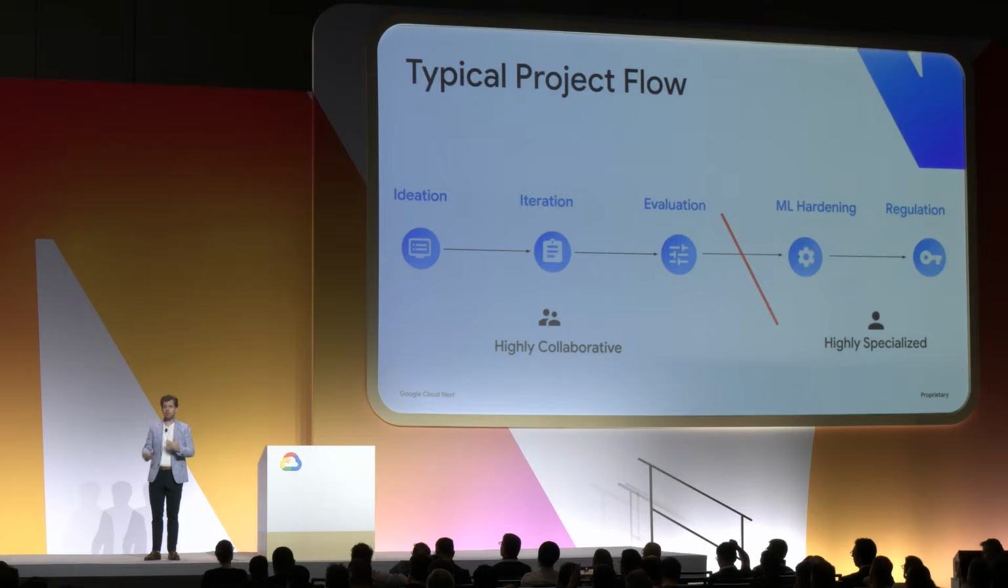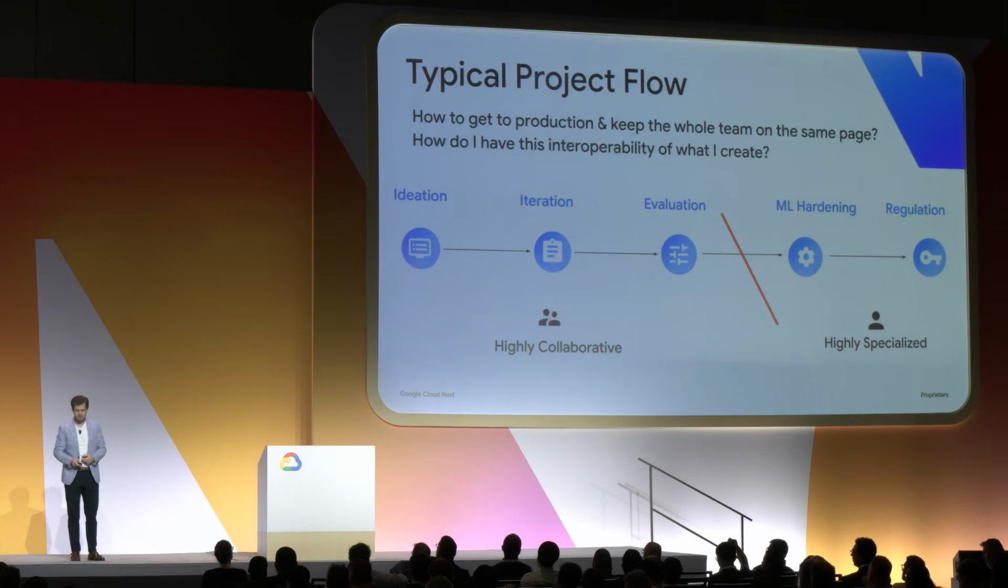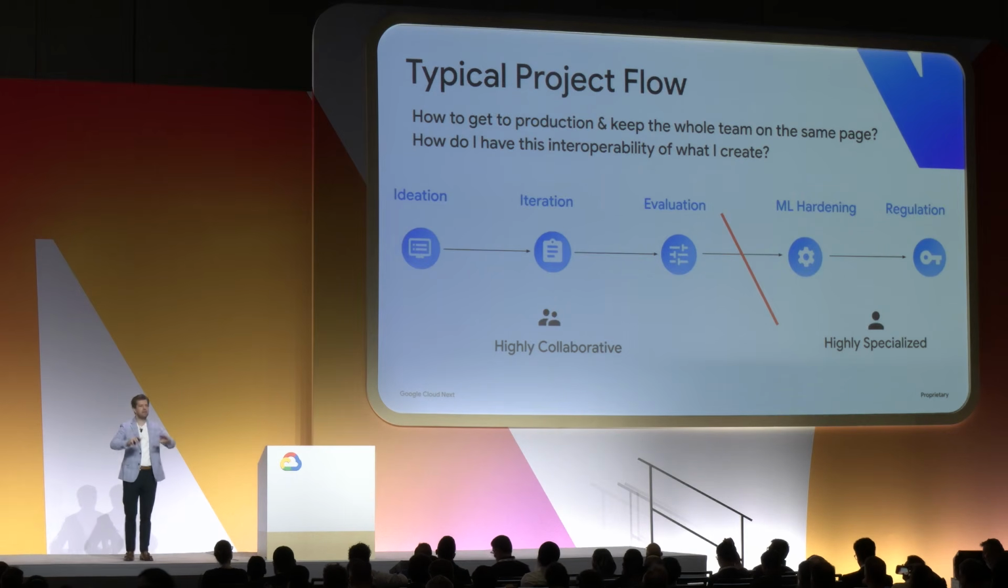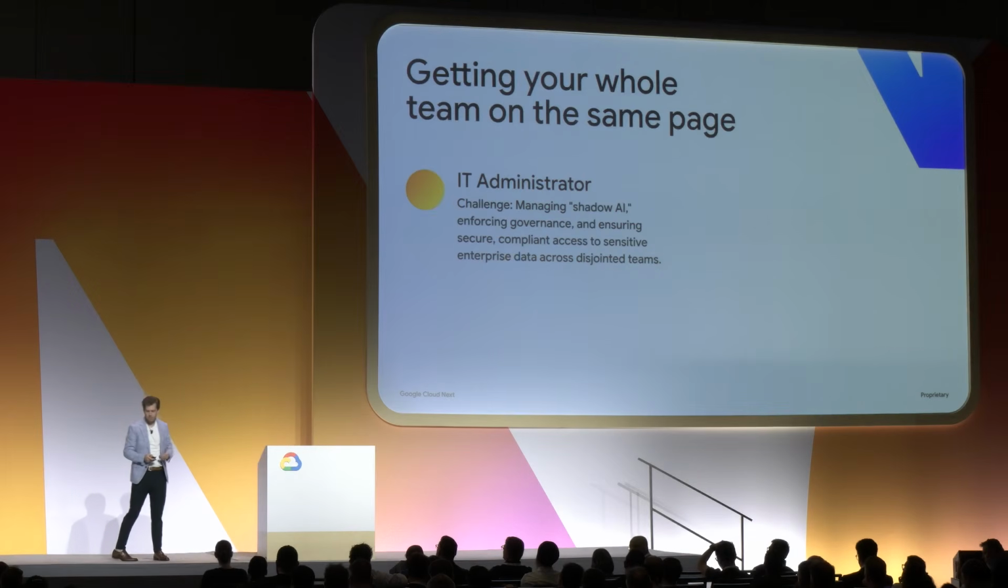We want to make sure that the engineers who might be receiving this prototype don't have to reverse engineer everything. They have some sort of continuity, and they can take this to something that's production grade. And if they don't do that, then everyone's kind of frustrated. So the two core questions here are how to get to production while keeping everyone in the loop, everyone on the same page, and how do I have this interoperability of what I create? How to make it portable? And when something's not portable, everyone feels the pain.